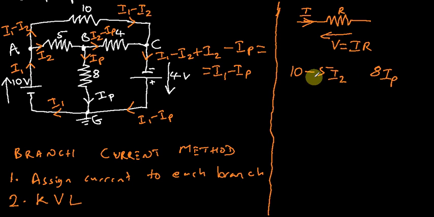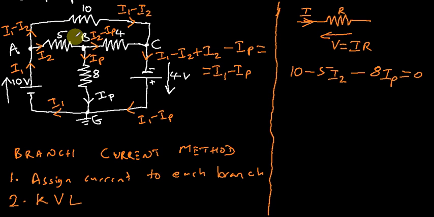The question now is, what is the direction, what's the sign of the voltage? I am moving clockwise, so I am moving downwards. Across this resistor, I am moving downwards. If I am moving downwards, current is coming in, the voltage is going up. So this will be minus. There's no other component inside this loop, so I can just simply equate this to zero. And that's our first KVL equation.